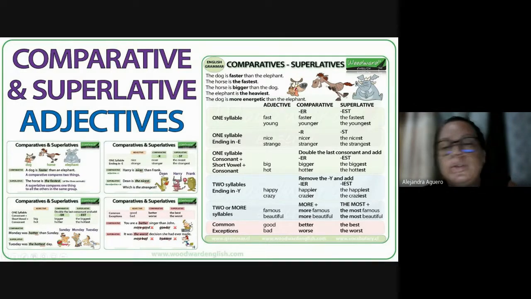When we are talking about two syllable adjectives, or we can say long adjectives, if it ends in Y and we have consonant and Y, we write an I, like happier, crazier, the happiest, the craziest. Only when we have consonant Y. For two or more syllable words, it means long adjectives, we are talking about more in comparative and most for superlative. Famous, more famous, beautiful, more beautiful, the most. It is super important to write the. And the common exceptions are good and bad.